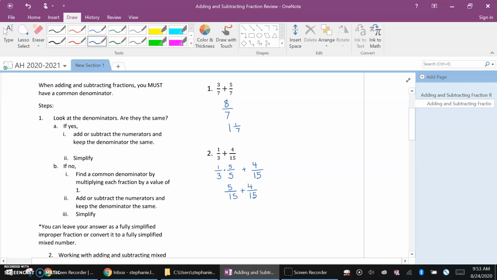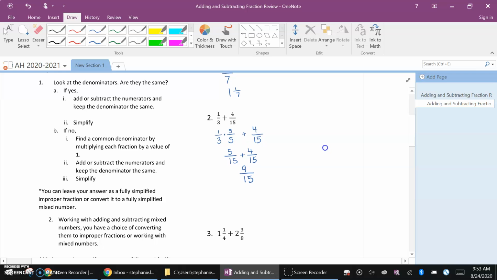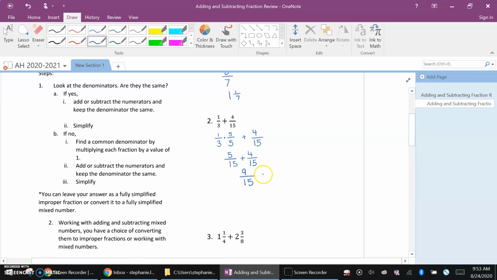Now it kind of looks like number 1, where we have the same denominators. So 5 plus 4 gives us 9, and then we keep 15. And then we need to check to see if we can simplify it. And this one's actually not done because it has a 3 in the top and a 3 in the bottom. So if we divide the top and bottom by 3, we are going to get 3/5. And at this point, it is fully simplified.